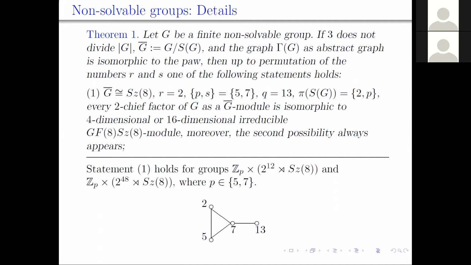The first result. Let G be a finite non-solvable group. If 3 does not divide the order of G, and the graph Gamma of G as an abstract graph is isomorphic to the PO, then there are four possibilities.